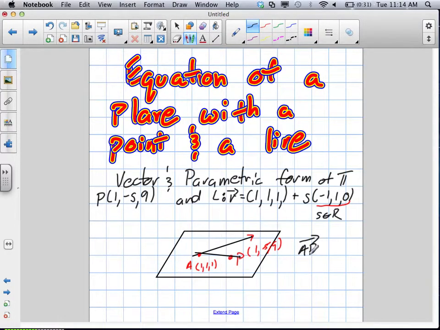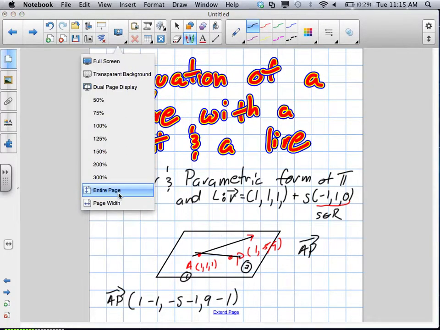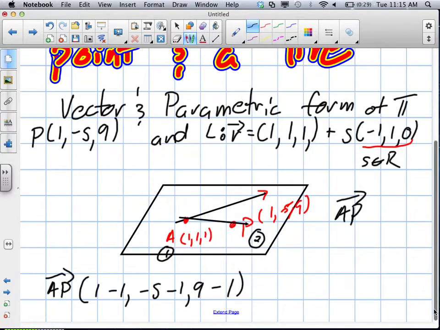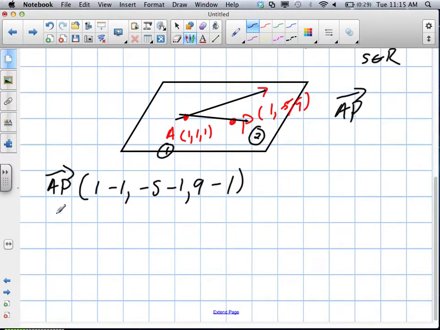So vector AP, well, we're going to need to find the directional vector for vector AP, where we essentially do point P subtract point A. So directional vector AP is our x2, which we're going to call point P, that will be our second, and A being our first. That becomes 1 subtract 1, negative 5 subtract 1, and 9 subtract 1. Our new directional vector for AP is 0, negative 6, and 8.